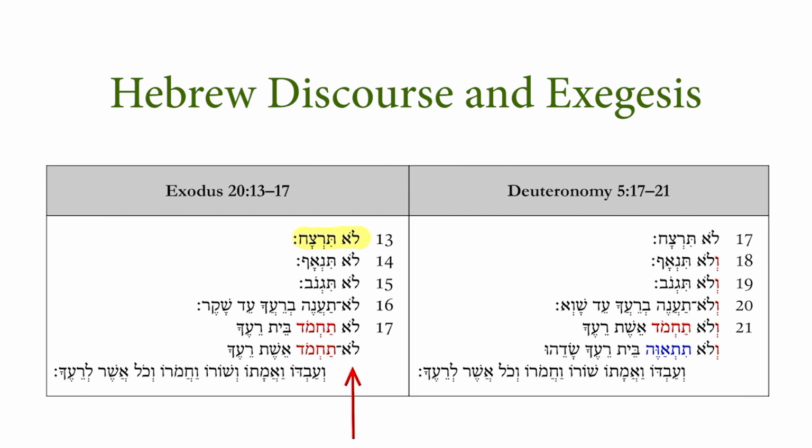Do not murder, do not commit adultery, do not steal, do not answer against your neighbor with a false testimony, do not covet the house of your neighbor, and do not covet the wife of your neighbor. Now you'll observe that these six contiguous prohibitions each begin with a negative particle lo, and there's no explicit clause connector that begins each clause. These have zero clause connectors, or asyndeton, parataxis.